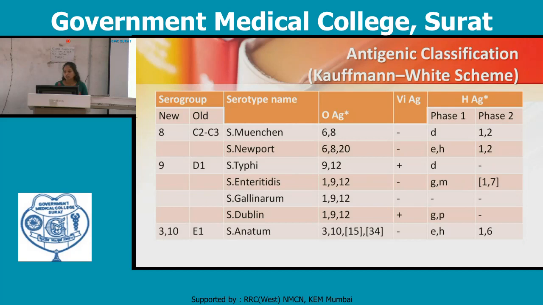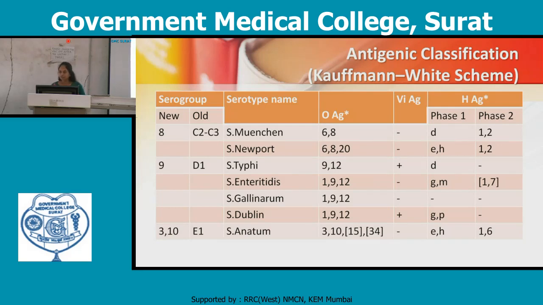Serogroup 9. In old classification it is also called D1. Serotypes are S. typhi, S. enteritidis, S. gallinarum and S. dublin. In S. typhi, O antigen is 9, 12. Vi antigen is present in S. typhi. Phase 1 in H antigen is d. Phase 2 is not present.